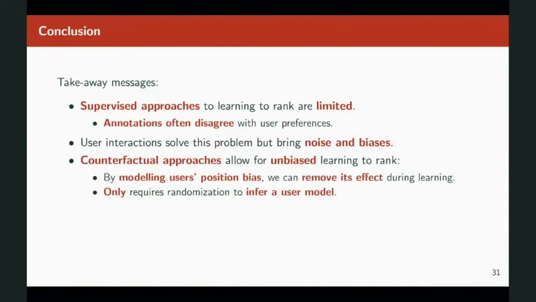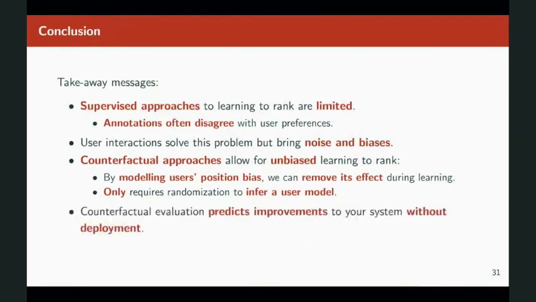You can remove specific biases like position bias during learning and evaluation. It only requires randomization when you're inferring a user model, and you can even do without that. Once you understand the bias, you can remove its effect from any evaluation. And of course, the main takeaway, if you use this, you can predict improvements without deployment, which is a really, really big advantage.